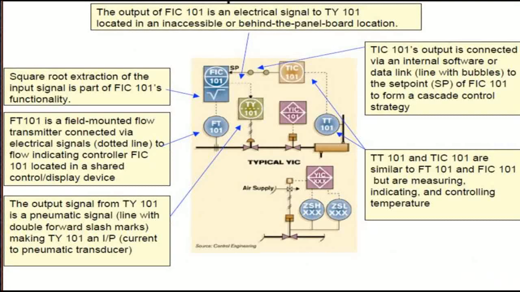So in here, the output of FIC 101 is an electrical signal to TY 101 located in an inaccessible or behind the panel board location. So these are all the description. This one, FIC 101, square root extraction of the input signal is part of FIC 101's functionality. Here also FT101. FT101 is a field-mounted flow transmitter connected via electrical signals.